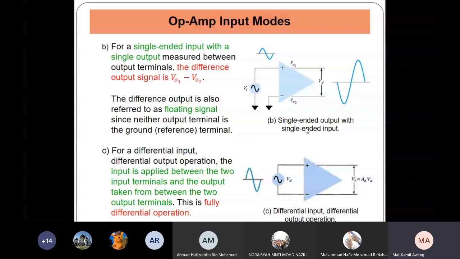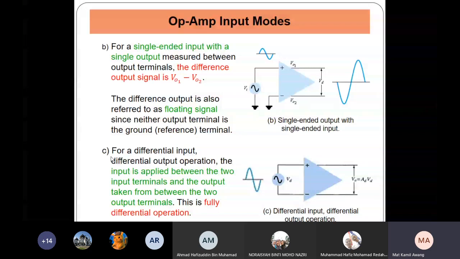For a single-ended input with a single output measured between the output terminals, the difference output signal is V out 1 minus V out 2. So this is the differential here. Let's say this is the input signal. So the output between these, you have the differential signal. This is the output signal. The difference output is also referred to as a floating signal since neither output terminal is the ground terminal. This is not connected to the reference. Okay.